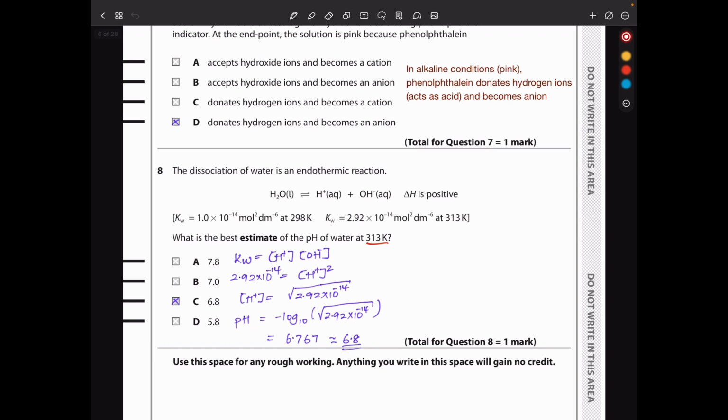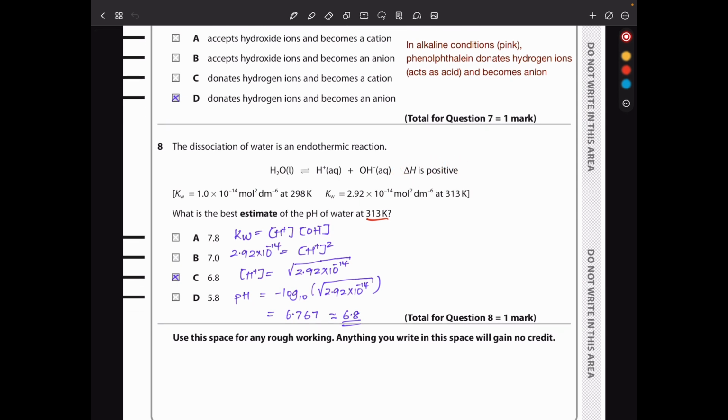Then in question 8, the dissociation of water is an endothermic reaction, as we can see here. They say, what is the best estimate of pH at 313 Kelvin? Now they've given us the different Kws at 25 or 298 Kelvin and at 313 Kelvin. This means in our calculation we're going to use this one here.